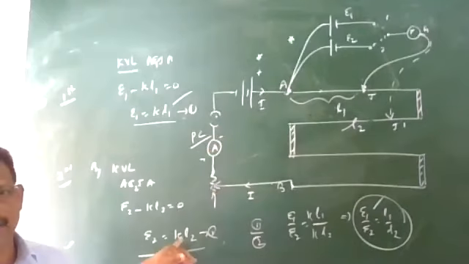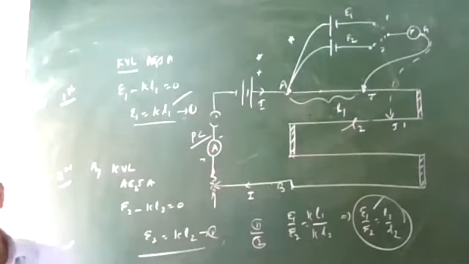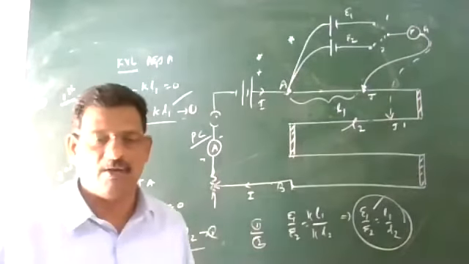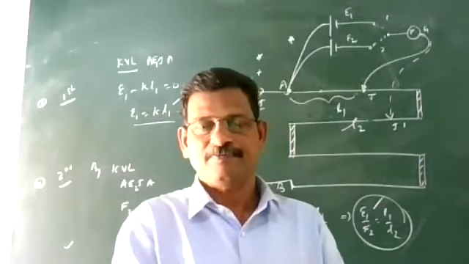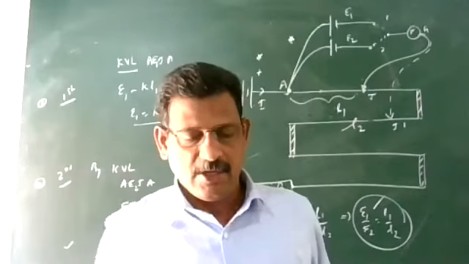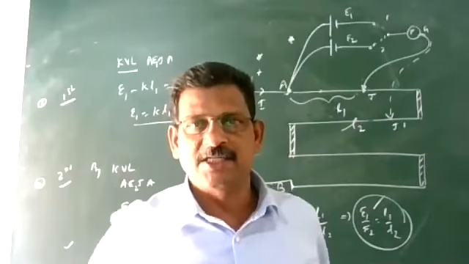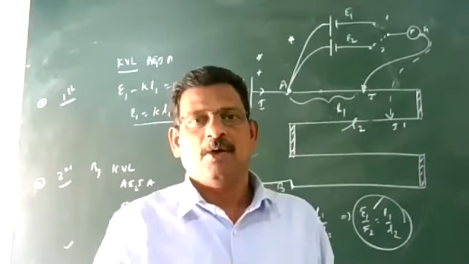When current changes, K will change. So L1 and L2 will change, and you get a different set of L1 and L2, and you can compare E1 by E2 again. After that, take the mean value. So this is the mechanism that we are adopting: comparison of EMF.